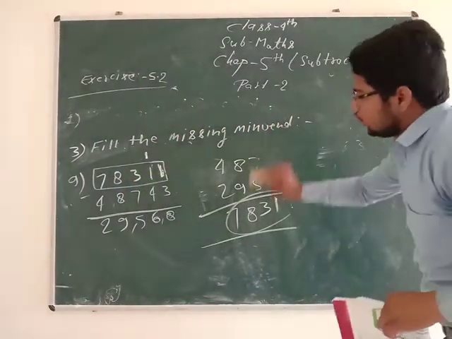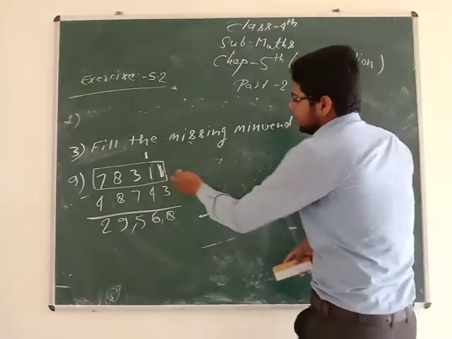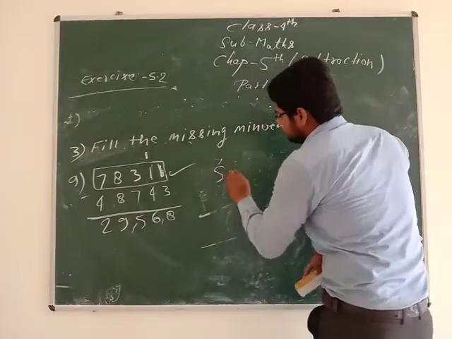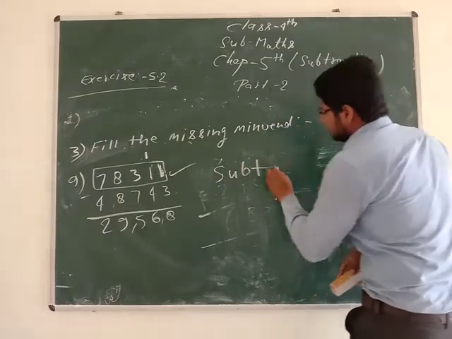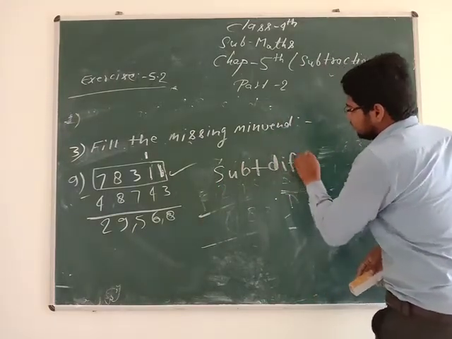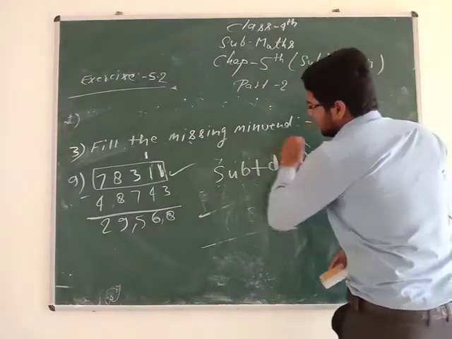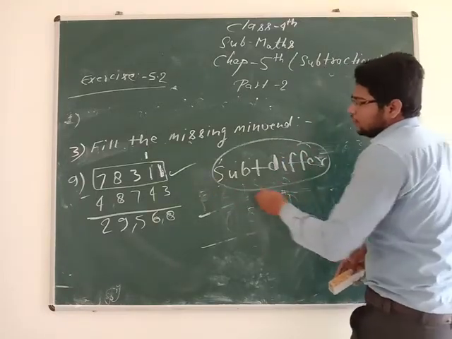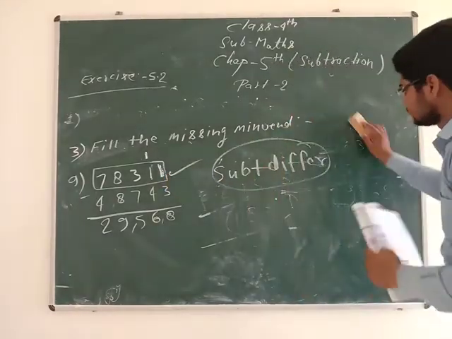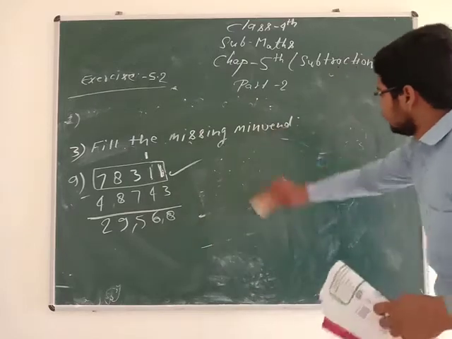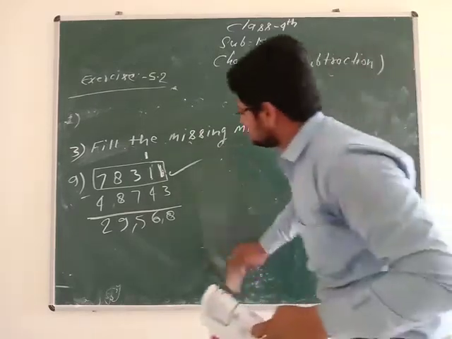Okay. So if you want to fill the monument, add the subtrahend plus the difference. If you add the subtrahend and difference, you will get the monument. So let's take another example.